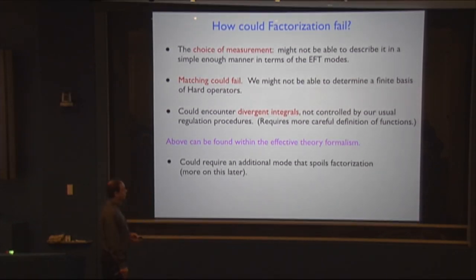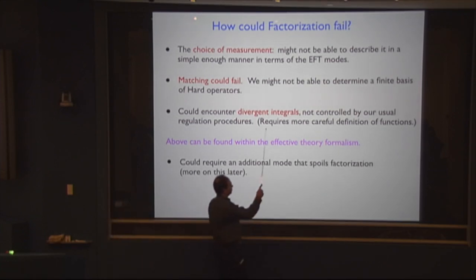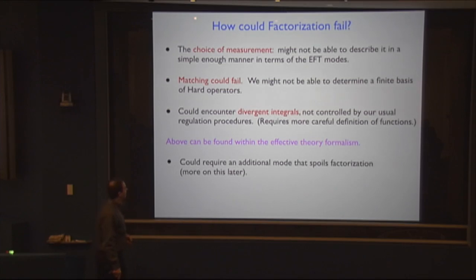All right. So how could factorization fail? The choice of the measurement, as I just gave in this example, could cause it to fail, and it could be related to the matching failing. You could also encounter divergent integrals, and there are other examples of this type where you try to separate these degrees of freedom, but you end up with things that aren't well defined. And there are examples where you don't precisely know how to define the functions that are showing up in the factorization theorem. All these things you would see in the effective field theory.